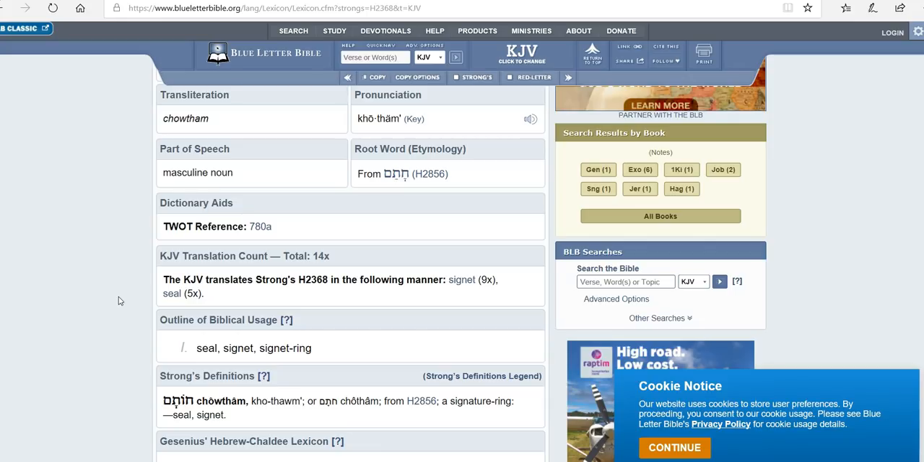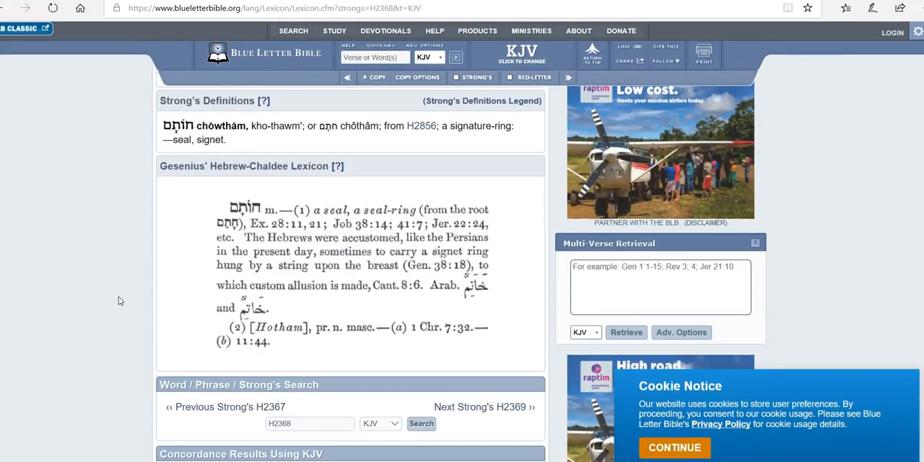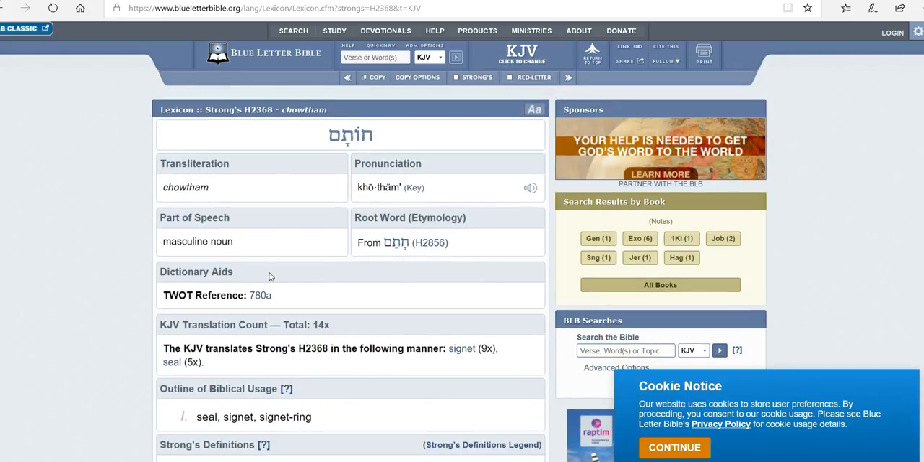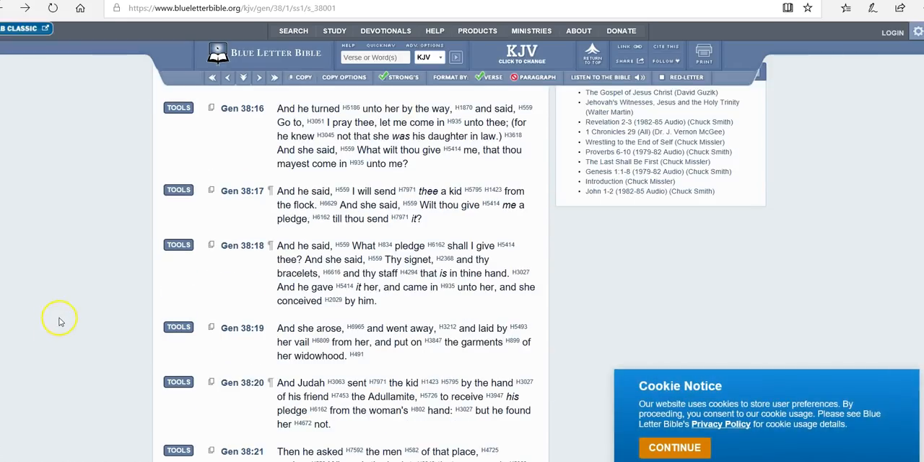Now, I'm finding that to be very, very interesting. Let's see what it says. Hebrews were accustomed, like the Persians in the present day, sometimes to carry a signet ring hung by a string upon the breast. Okay, all right, so we've got a seal. That is something that we've seen and heard before. Let's take a look about what else.